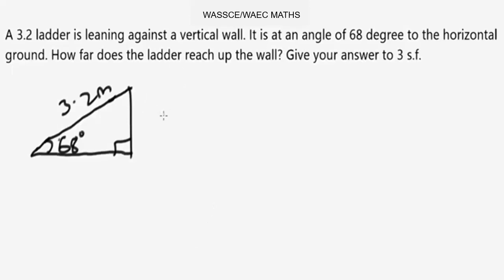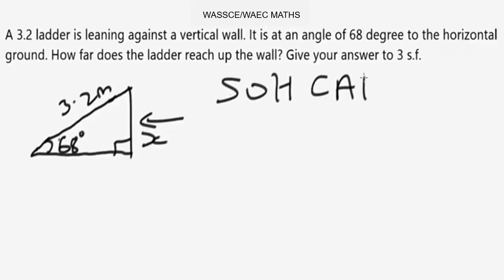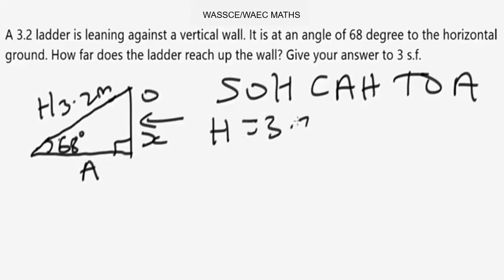So this is the wall. This vertical line is the wall. So we're looking for the length, how far the ladder will reach up the wall. Alright, so from this, our acronym SOH CAH TOA. From this, we have the hypotenuse, which is this, labelled hypotenuse, 3.2, and we are dealing with the opposite, which is x, unknown.